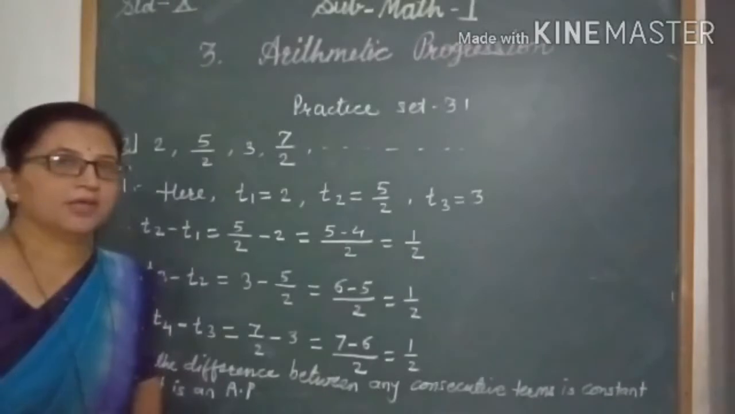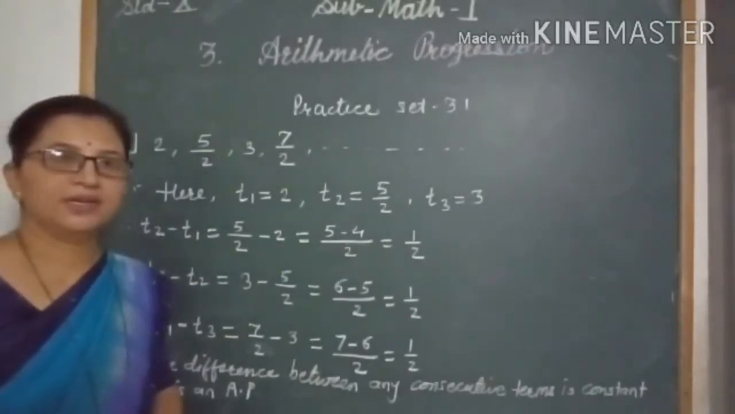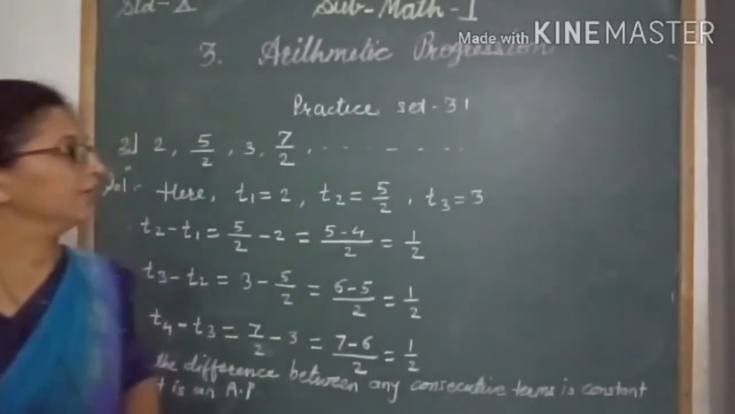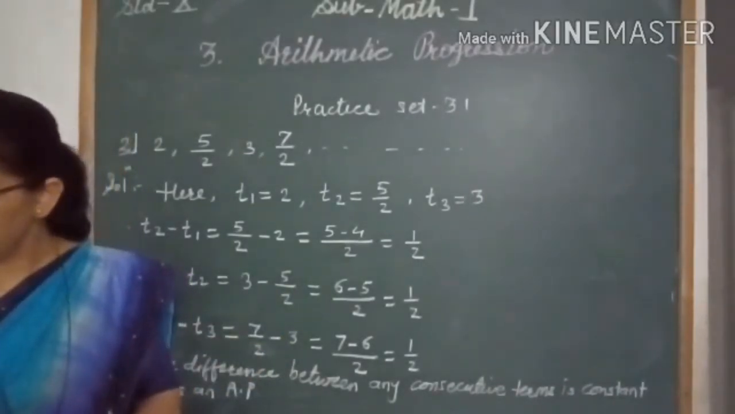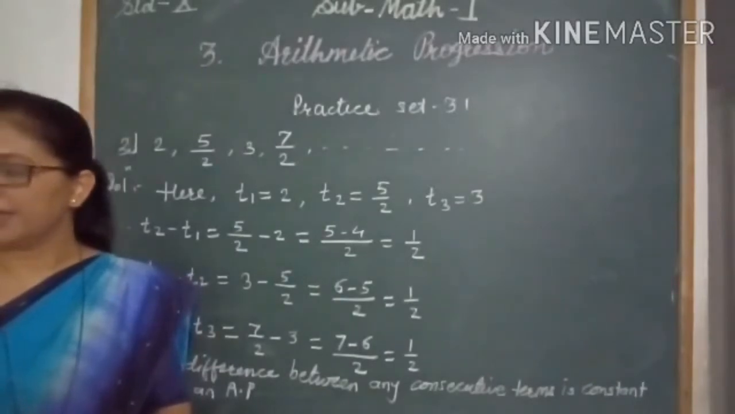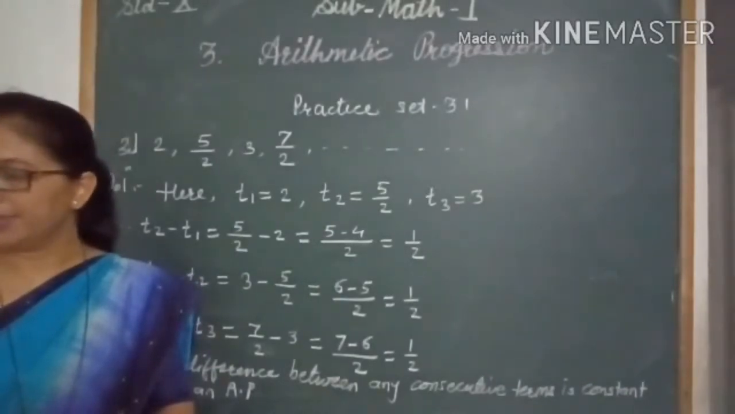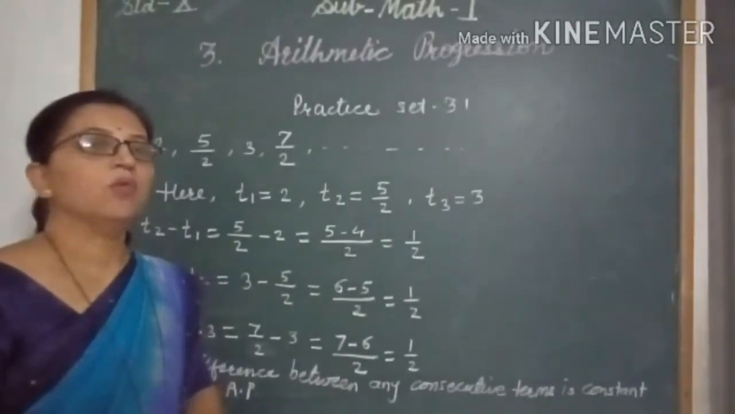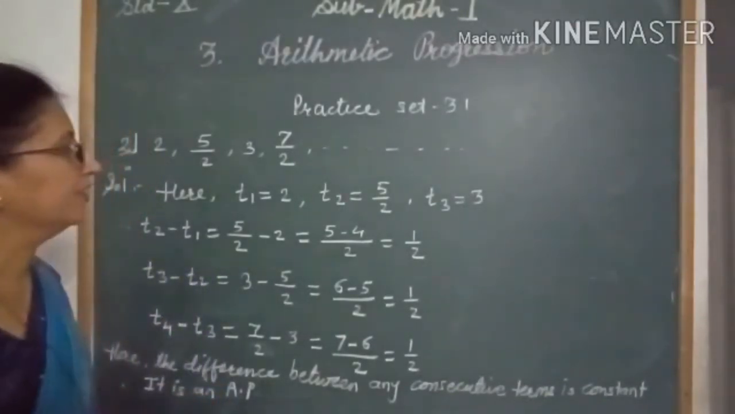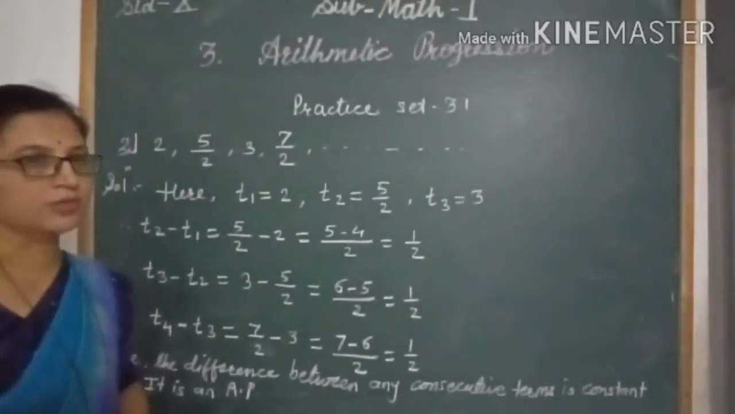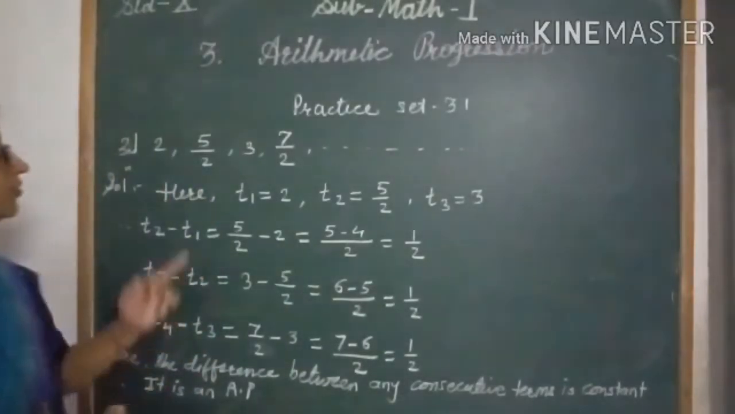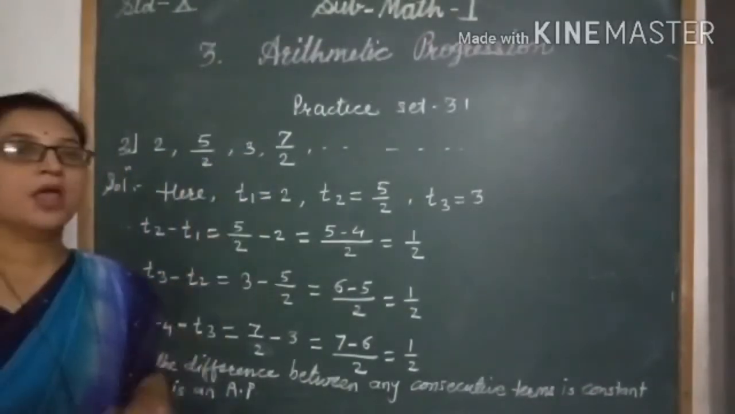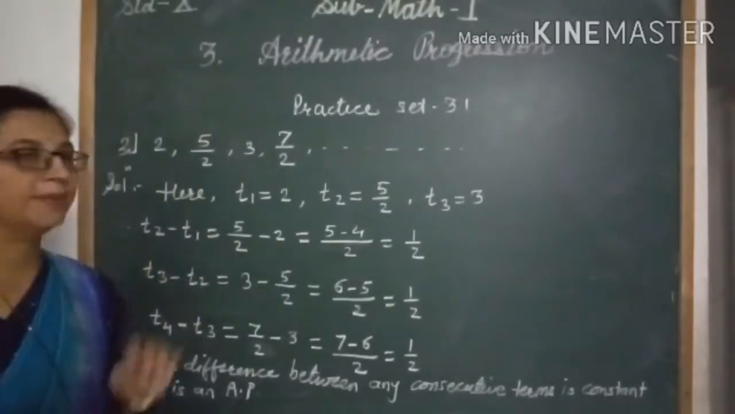So dear friends, now you came to know how we can find any term of an AP. Let's see practice set 3.1. So our first question is, which of the following sequences are in AP? If they are AP, then find the common difference. So here we have to identify whether the given sequence is an AP or not. So here I took the second example. The terms in the sequence are 2, 5/2, 3, 7/2. Now we have to decide whether it is an AP or not.